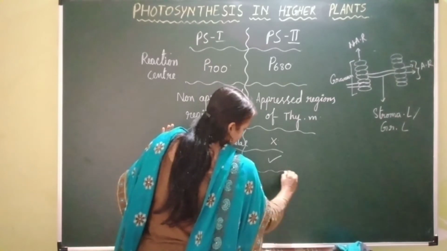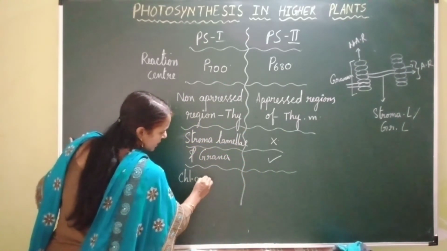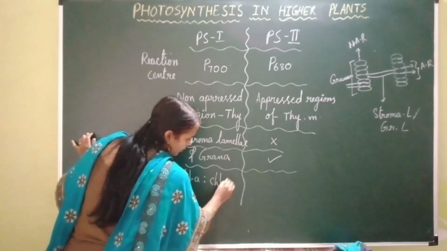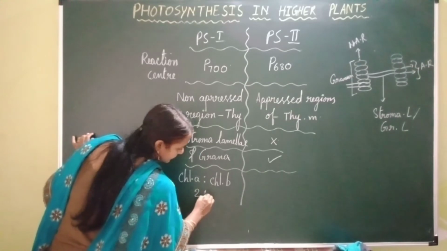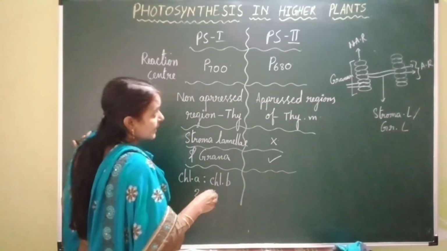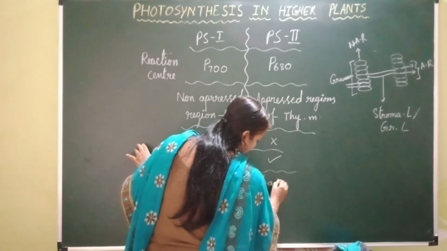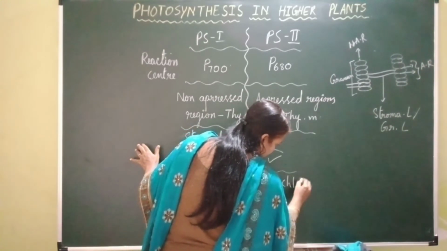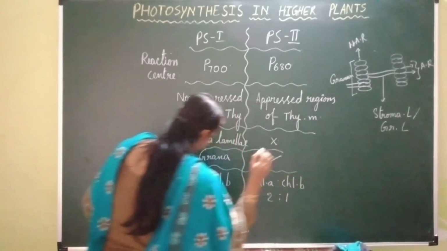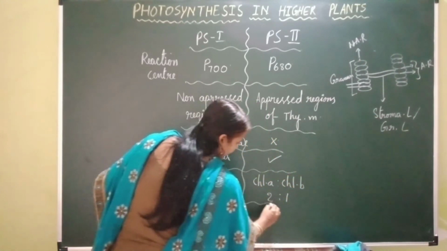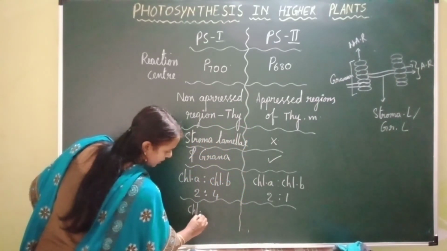Next. The ratio between the content of chlorophyll A and chlorophyll B in photosystem 1 is 2:4. Whereas in photosystem 2, the ratio between the content of chlorophyll A and chlorophyll B is 2:1.